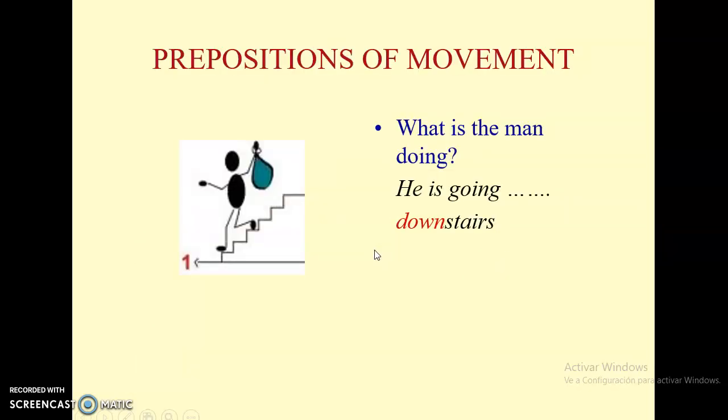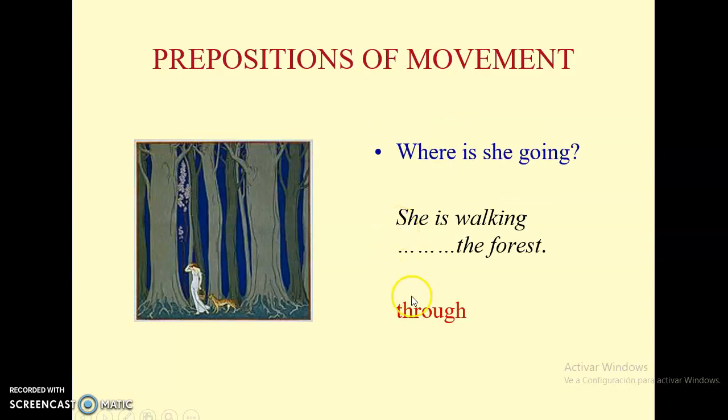For example, this is one: through. So in this case, where is she going? You can say that this woman is walking through the forest. It means that she has to go into the forest, but she's walking through it, meaning that she has to go maybe from left to right or from right to left.